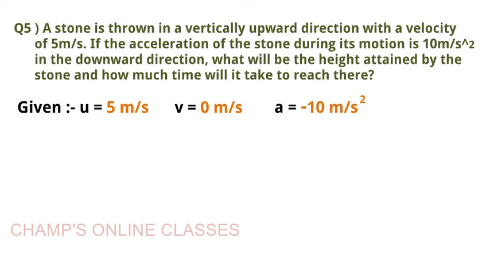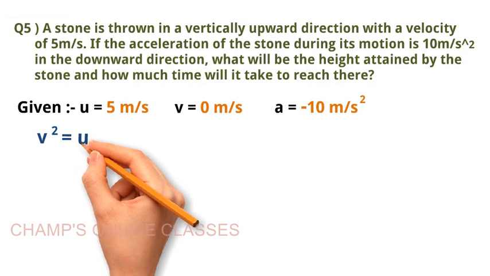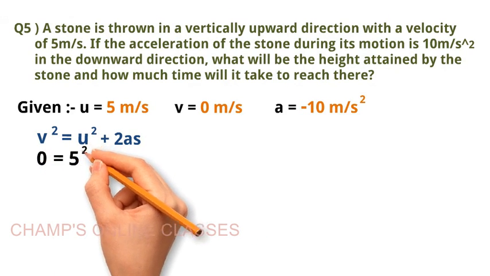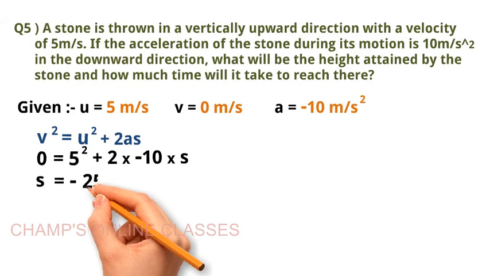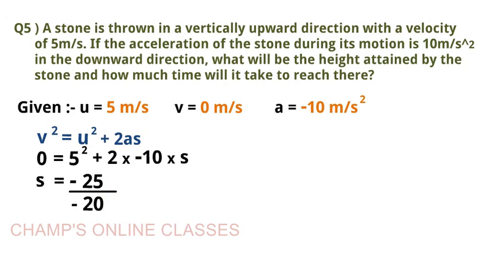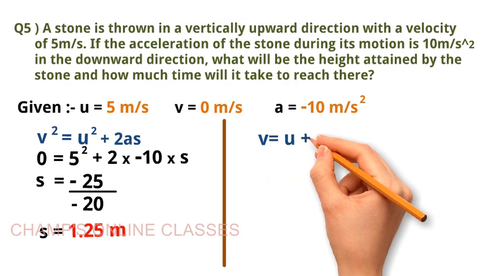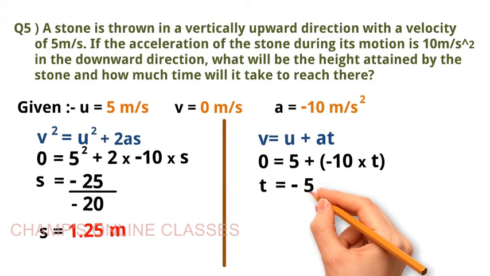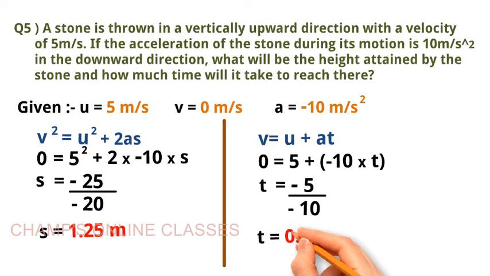Now to calculate the height attained by the stone, we will be using third equation of motion, that is v square is equal to u square plus 2as. Substituting all the given values and calculating it, we get the height as 1.25 meter. Now to calculate the time taken, we will be using first equation of motion, that is v is equal to u plus at. Substituting all the given values, we get time as 0.5 seconds.